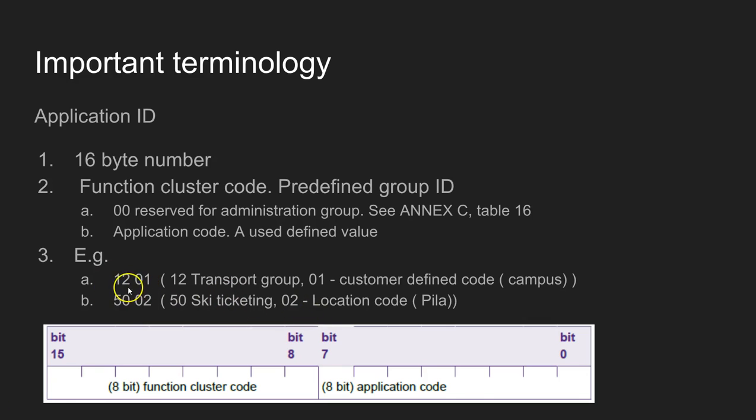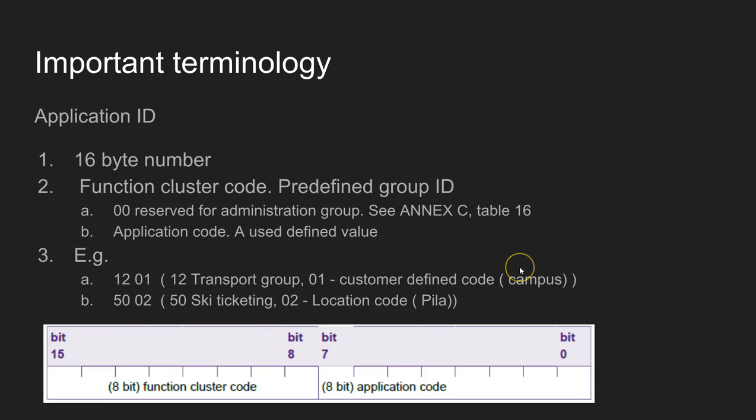So I've got an example here. 1201. So 12 is the transport code. 01 is customer defined. You can put any number here, and 01 could mean a campus transporting. 5002. So 50 is a ski ticketing, and 02 could be a location. For example, it could be Pila. So this is the standard. Whether you use these codes or not is up to you.